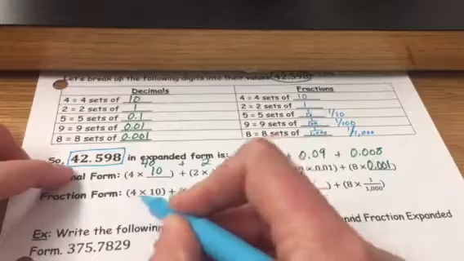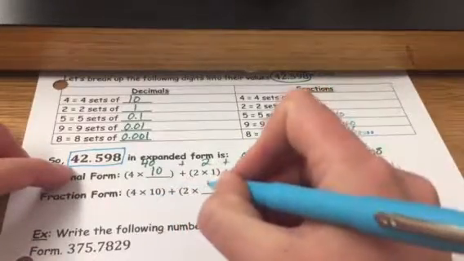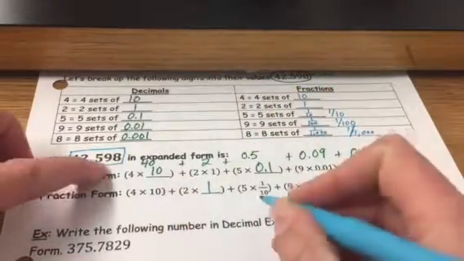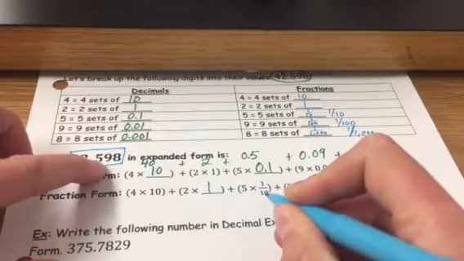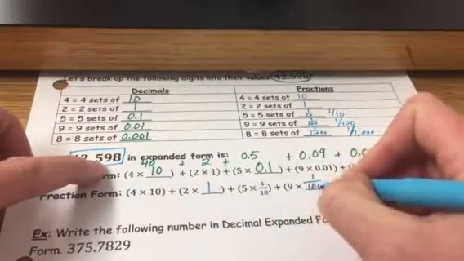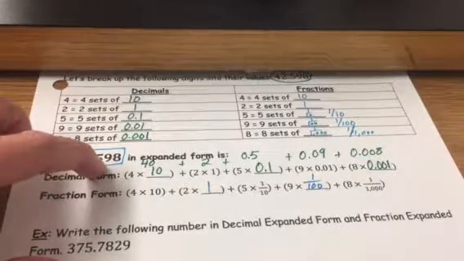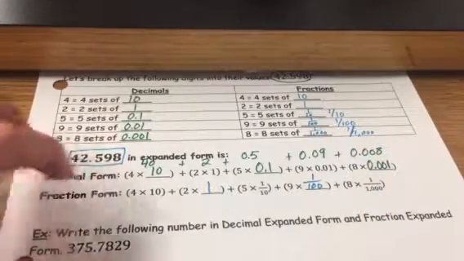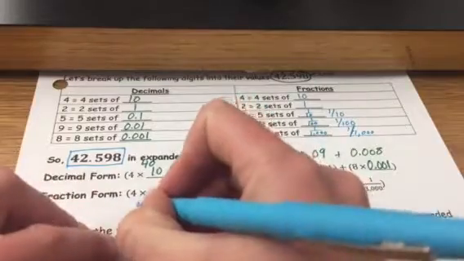So the 4 is 40, so it's 4 times 10. The 2 is 2 sets of 1. The 5 is 5 sets of 1/10. The 9 is 9 sets of 1/100th. And the 8 is 8 sets of 1/1,000th. So we can also, again, go ahead and do the math.